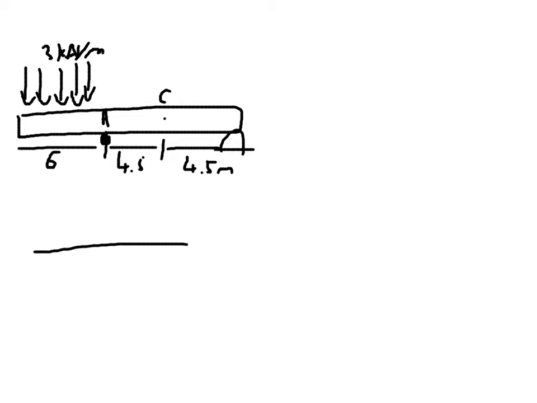So we've got our bar, we've got this first area on the left hand side, 3 kilonewton per metre distributed load, acting 6 metres across. Well, I can replace that with one force acting 3 metres in. 3 times 6 is 18, so it's going to have a magnitude of 18 kilonewtons, because we did 6 metres times 3 kilonewtons per metre.